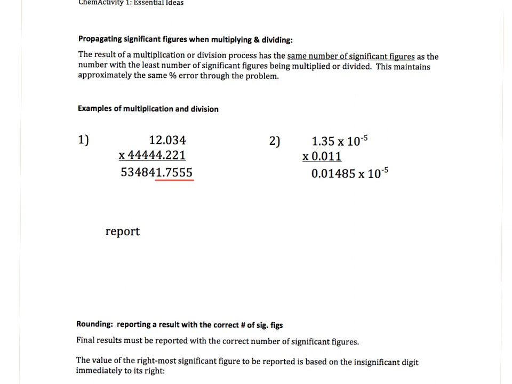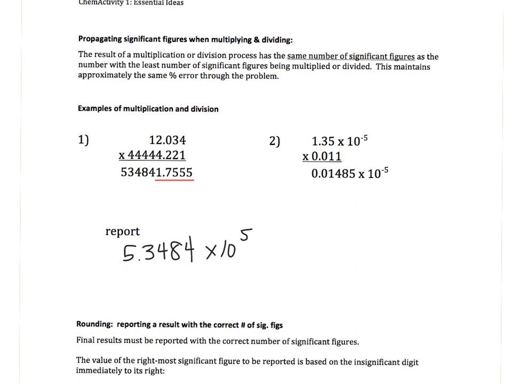In order to report this, I'm going to convert it to scientific notation. So I'm going to say 5.3484 times 10 to the 5th. And that's because I had to move my decimal place over 1, 2, 3, 4, 5 in order to convert it into scientific notation. And the reason I really needed to do that is because I wouldn't be able to report anything in the ones place. So I just needed to be able to get rid of the ones place entirely. So remember what we did is the result has the same number of sig figs as the number with the least. So this was the least. So our final number only has 5 because this only had 5.